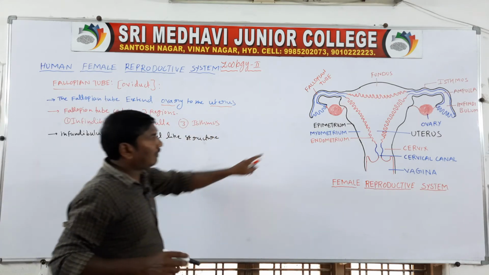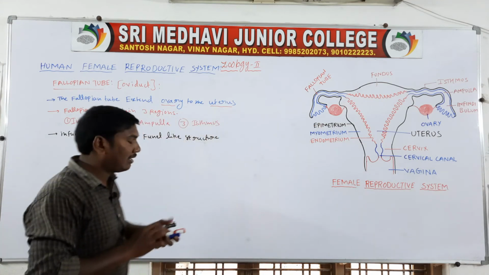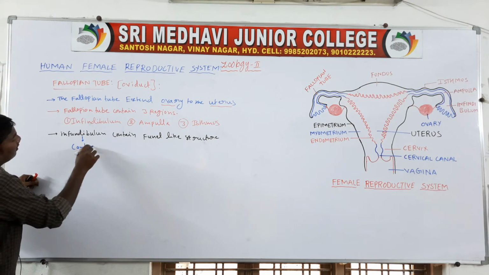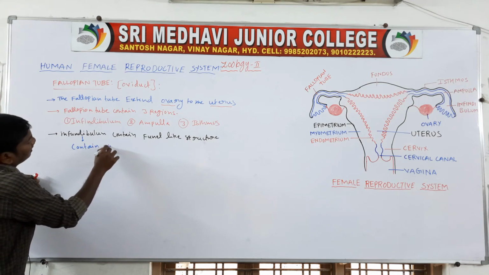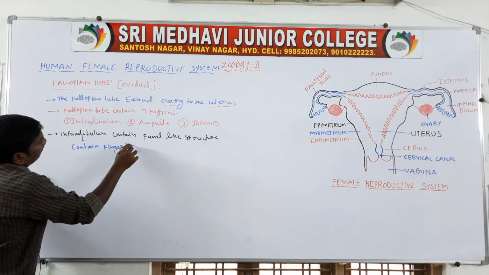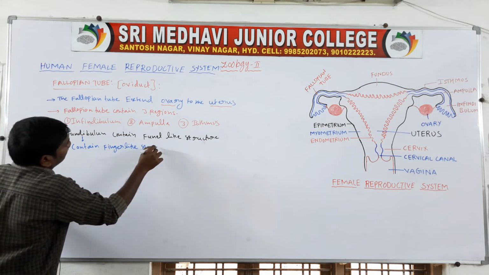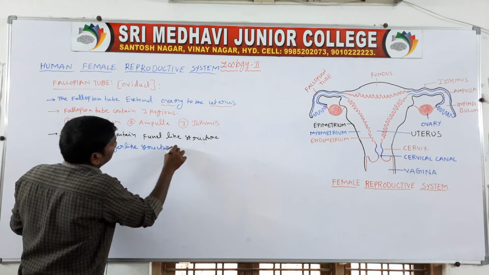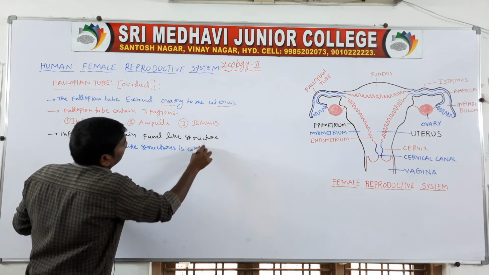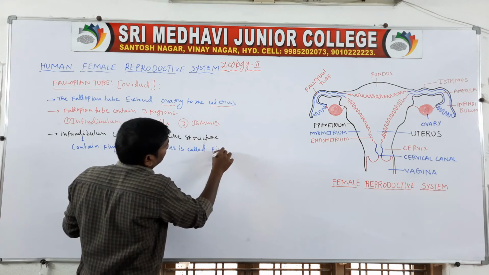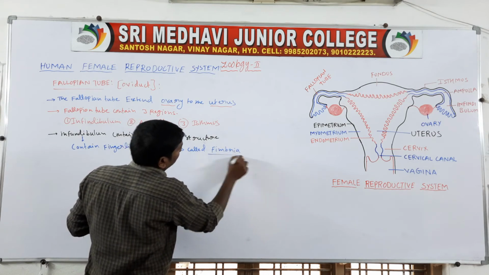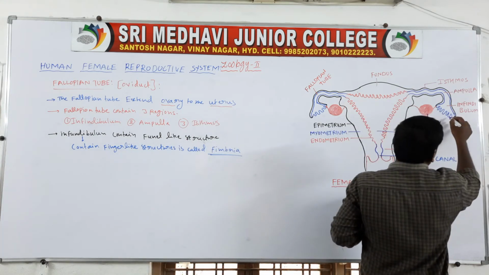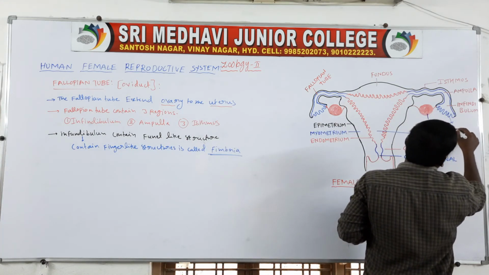So they are the finger-like structures. The infundibulum contains finger-like structures. Finger-like structures are called Fimbriae. So finger-like structures are called as Fimbriae.